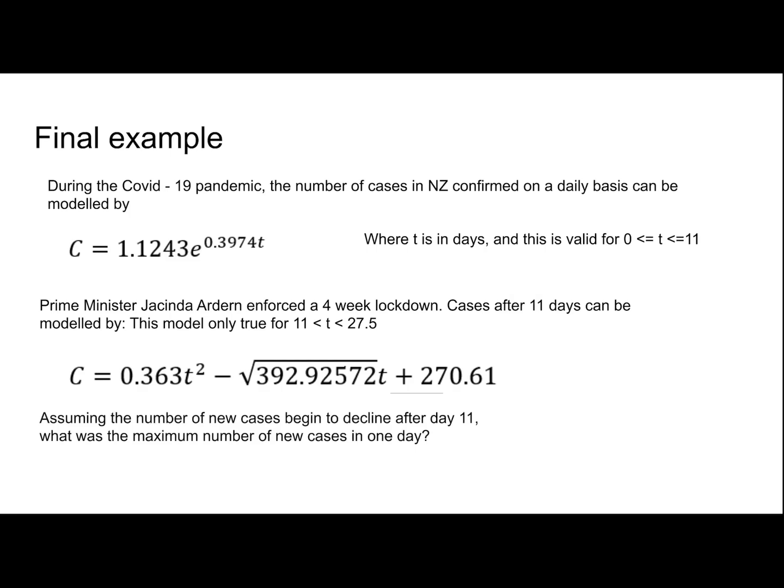Assuming the number of new cases begin to decline after day 11, what is the maximum number of new cases in one day? So after the cases become a quadratic equation, then it's going to start decreasing. That's the assumption. So what is the maximum number of new cases in one day? I'll give you some time to figure this out.